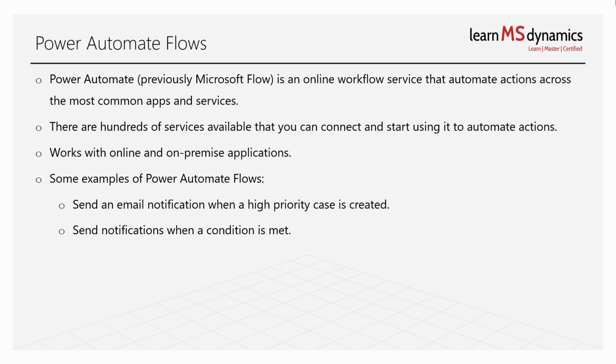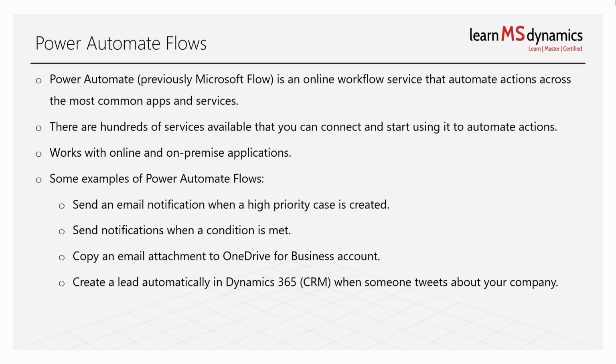You can also send notifications when a particular condition is met on a record. You can also copy an email attachment to a OneDrive for Business account when an email is received with an attachment. You can create a lead automatically in Dynamics 365 CRM when someone tweets about your company. You can also send a message on Slack when a Power BI data alert is triggered.